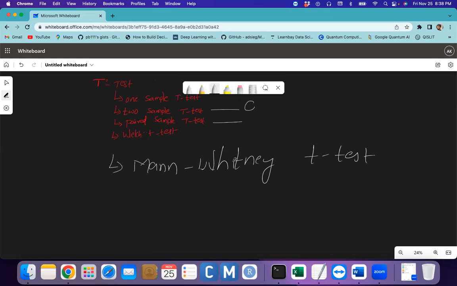Basically, two sample test means what? We have two groups, group 1 and group 2. These two groups are independent, right? These two groups are independent.